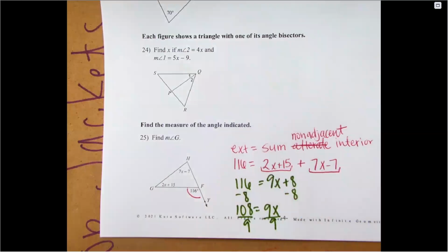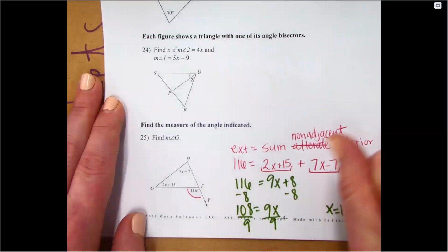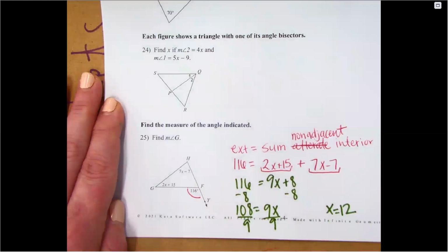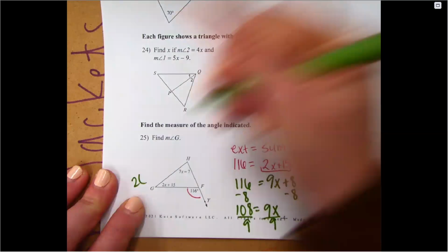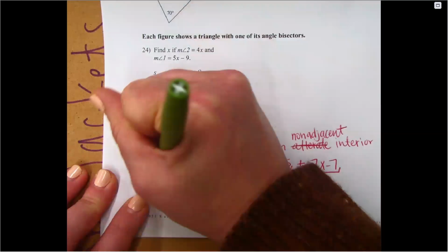Now, that's not your answer. That's just what x is. They want you to find G. Well, you take that x and you plug it in. 2 times 12 plus 15. So 2 times 12 is 24. 24 plus 15 is 39.